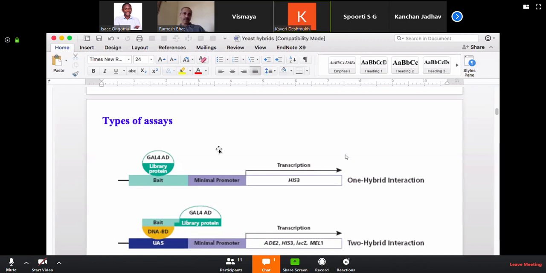I have already sent one PDF to you. You read that example now.